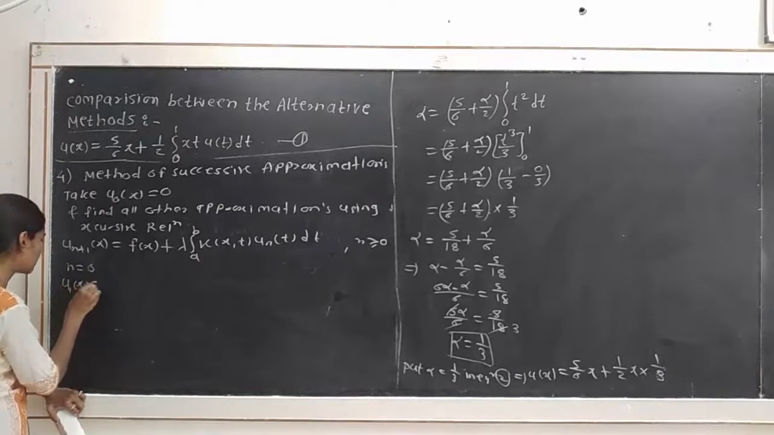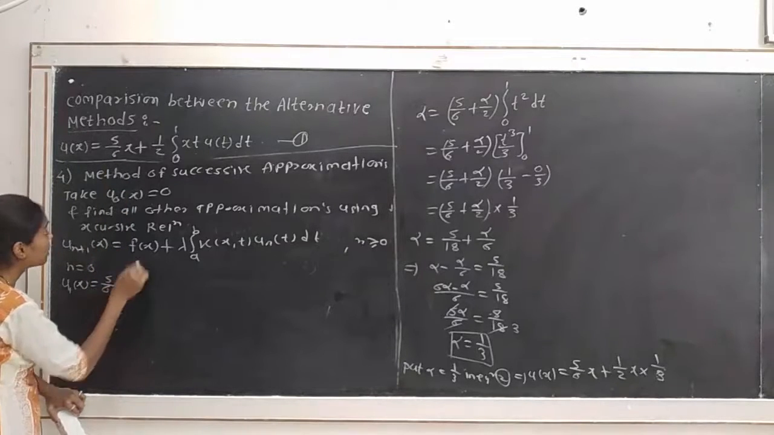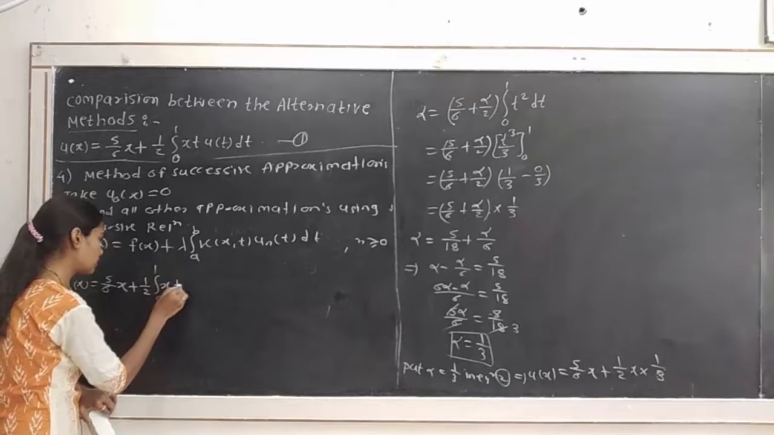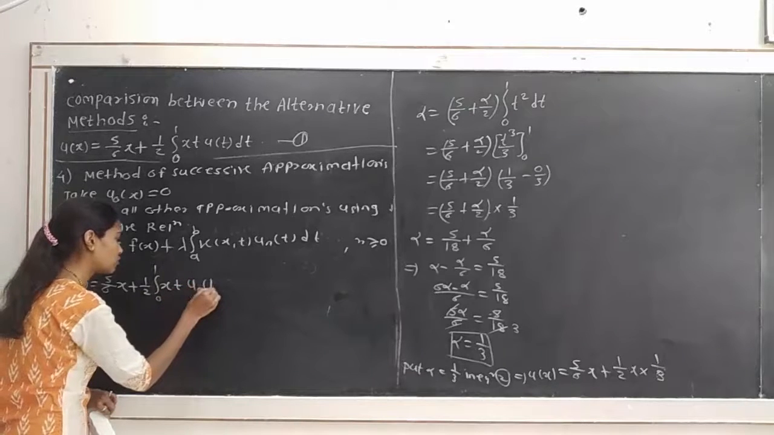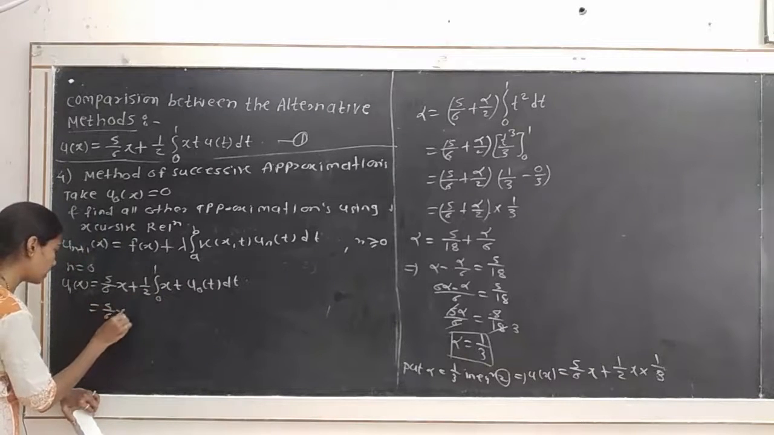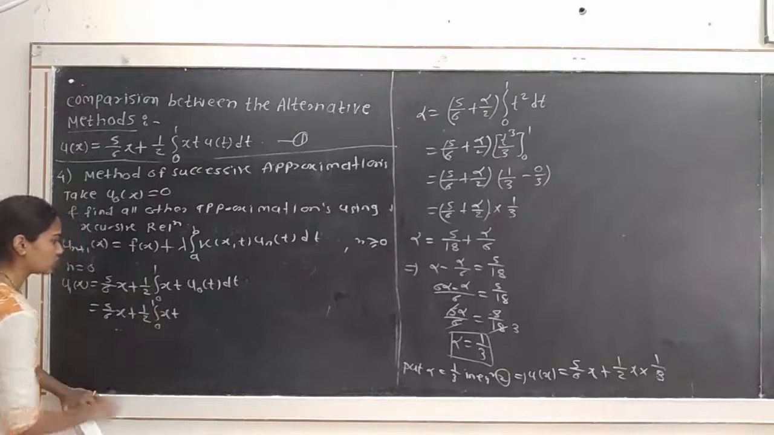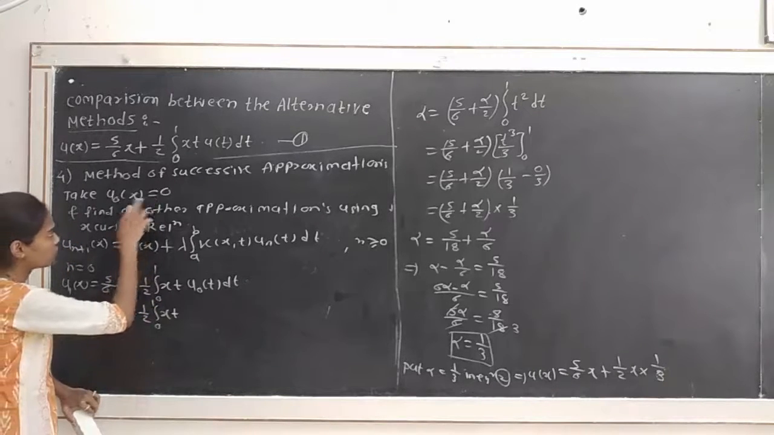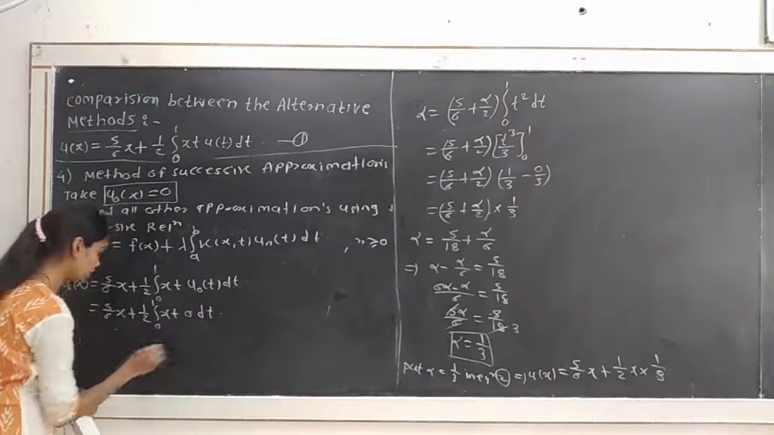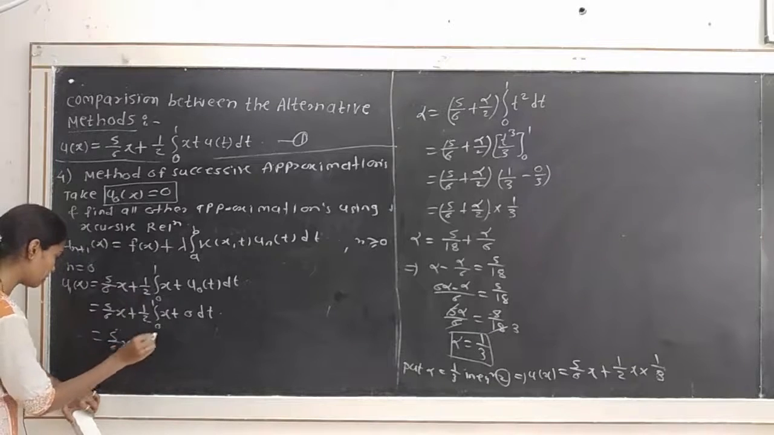So we get u1 of x equal to f of x, which is 5 divided by 6 into x, plus lambda, which is 1 by 2, integration from 0 to 1, kernel k of xt, which is x into t, and for n equal to 0, u0 of t dt. In the next step we put the value of u0 of t. u0 of x will be 0, so u0 of t will be 0, and 0 into dt means this integral becomes 0. The second term becomes 0, and we get only 5 divided by 6 into x.